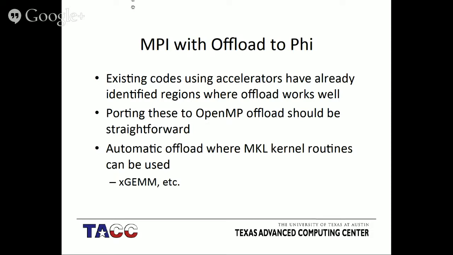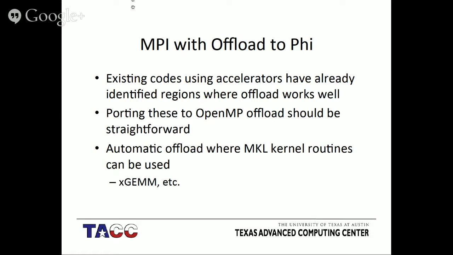And the third model is MPI with offload to the Phi. So if you have code that you have already adapted to GPUs, then you're in a good situation. You have already identified the regions where you spend most of the time, and rather than having a kernel that is launched on a GPU, now you take this code and you launch it on the Xeon Phi. So porting your CUDA code back to something OpenMP should be pretty straightforward.